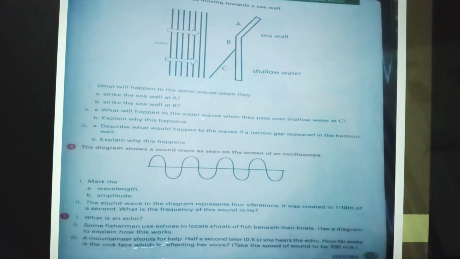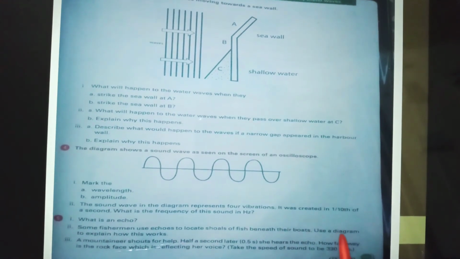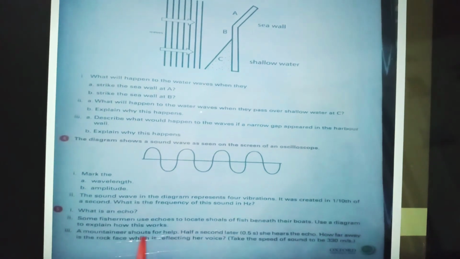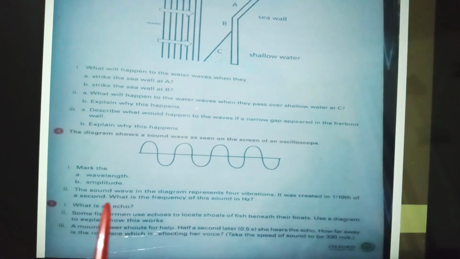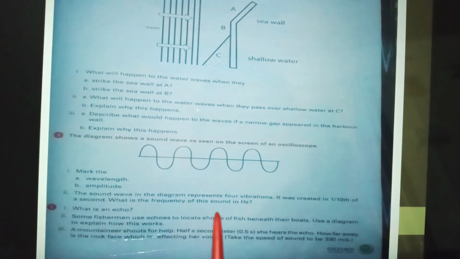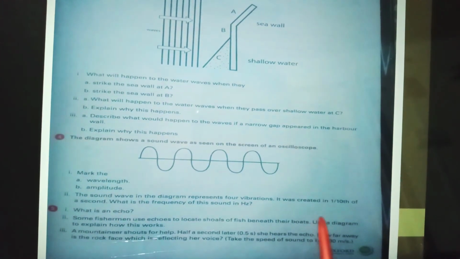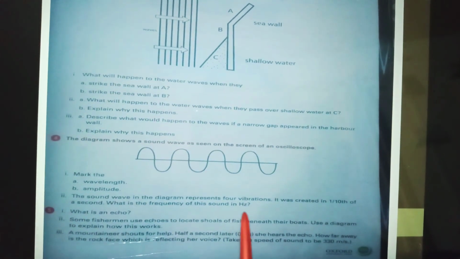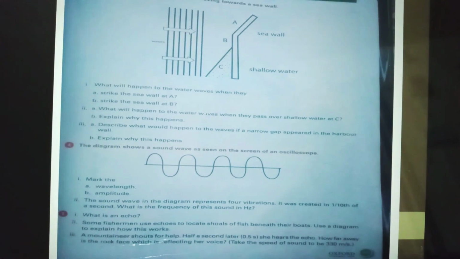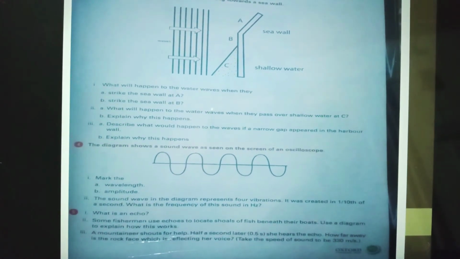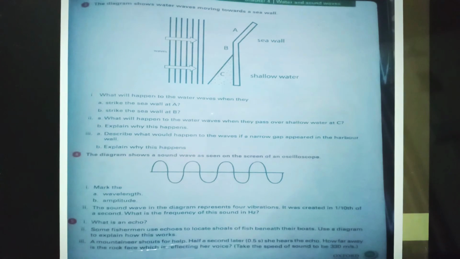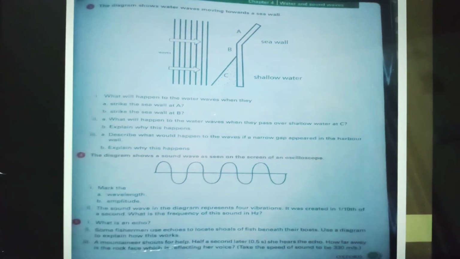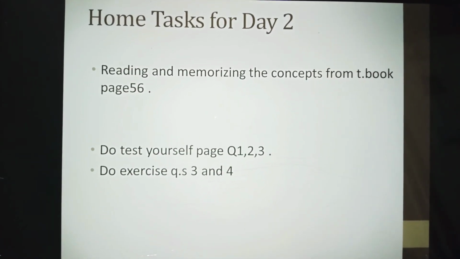I have discussed refraction and diffraction earlier. Next, the diagram shows a wave as seen on the screen of an oscilloscope. You have to mark the wavelength and amplitude. The sound wave in the diagram represents 4 vibrations. It was created in 1 by 10th of a second. What is the frequency of this sound in hertz? I have discussed this before. So you have to solve these questions by your own. These are the home tasks for the day 2.